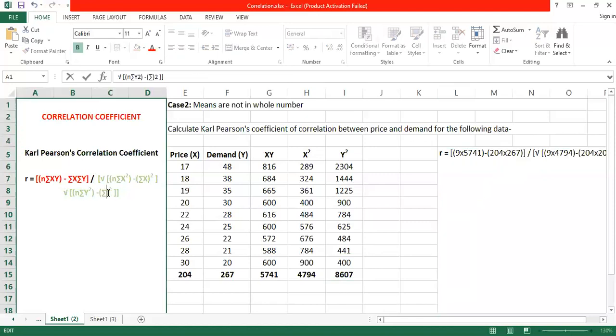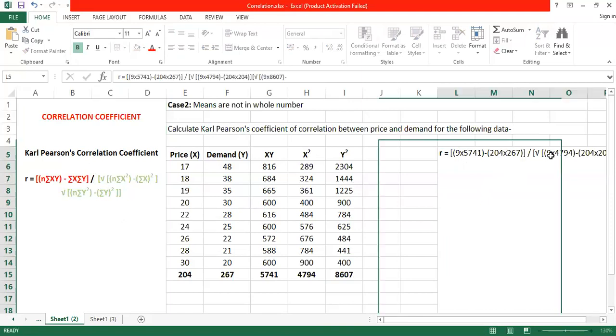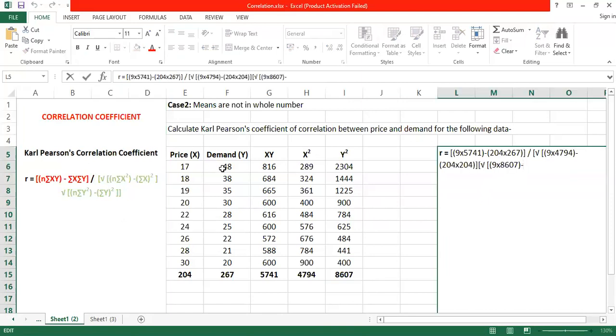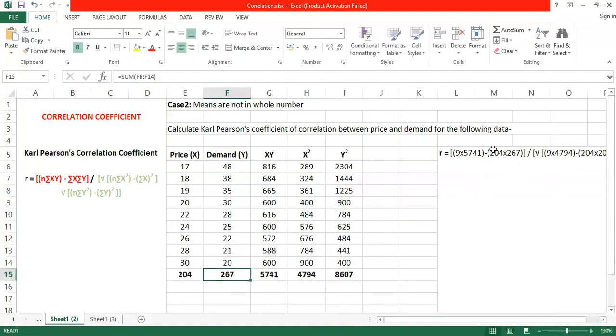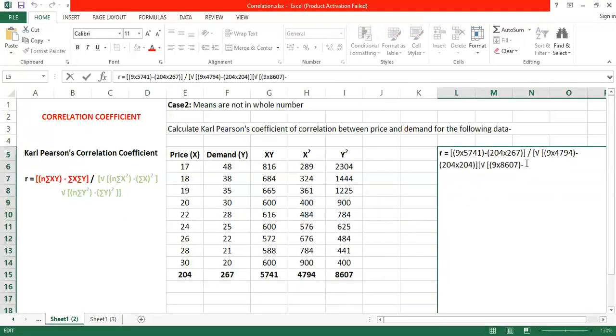I'm sorry. Just make a little change in our formula. This should be y square. So sigma y whole square. See, sigma y is here 267. So that is why it is 267 into 267, right? And bracket close. Finally, we need to close the last bracket as well, correct?